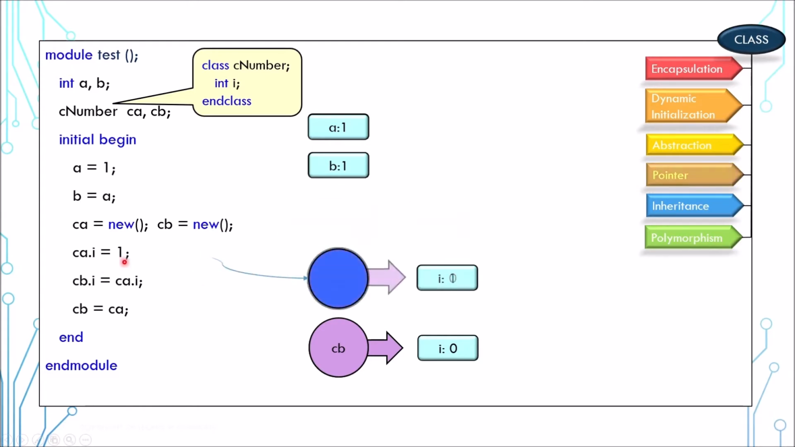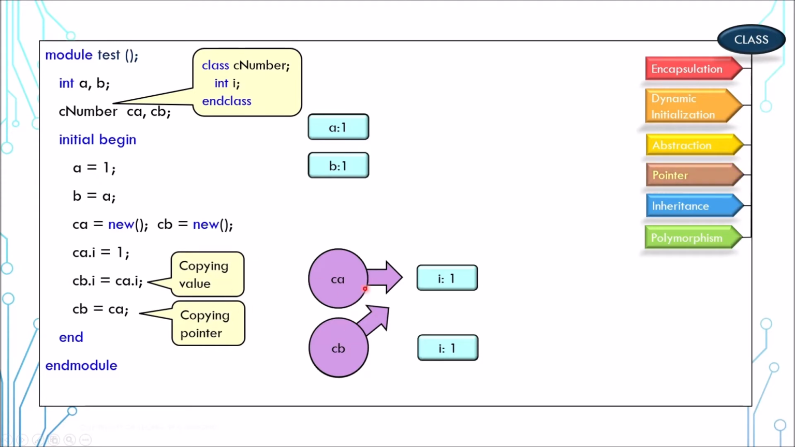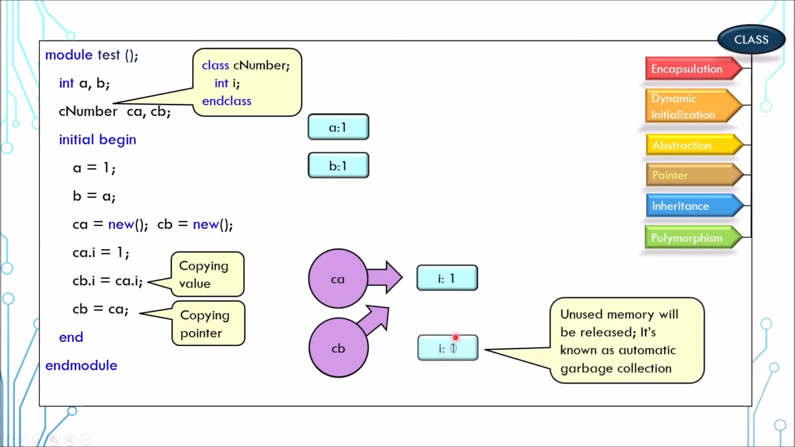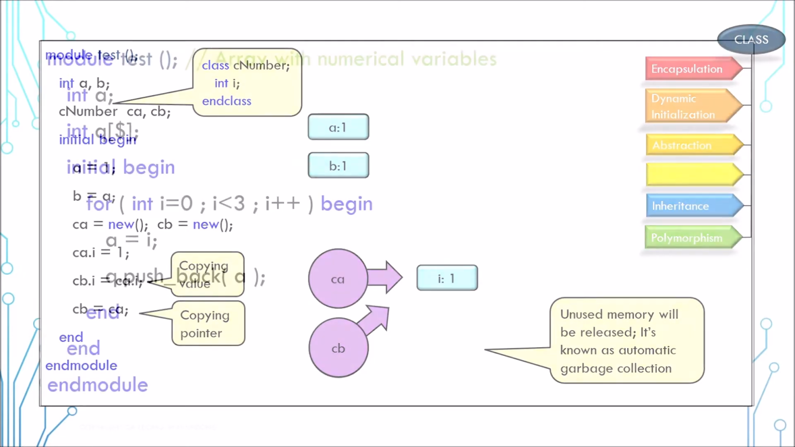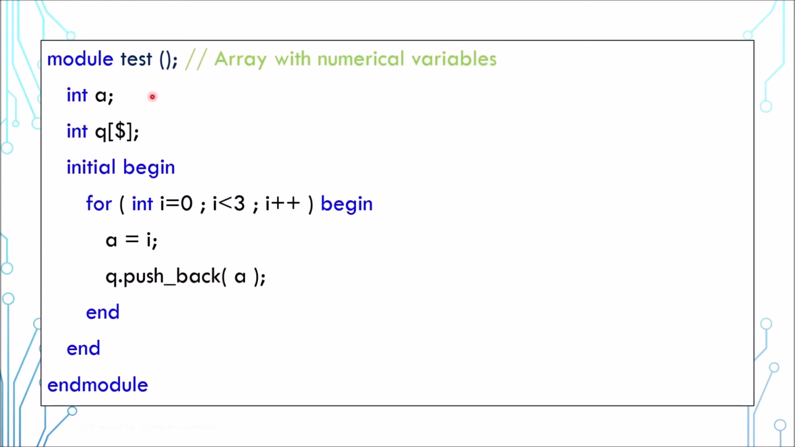This line changes the CA.I. This line copies CA.I into CB.I, and this line is the focus of this video. Basically, it copies pointer, which means CB points to what CA is pointing at. That's the same as using a different ATM to access the same account. A special note here, the object which is no longer in use will be released from memory, a process known as automatic garbage collection.